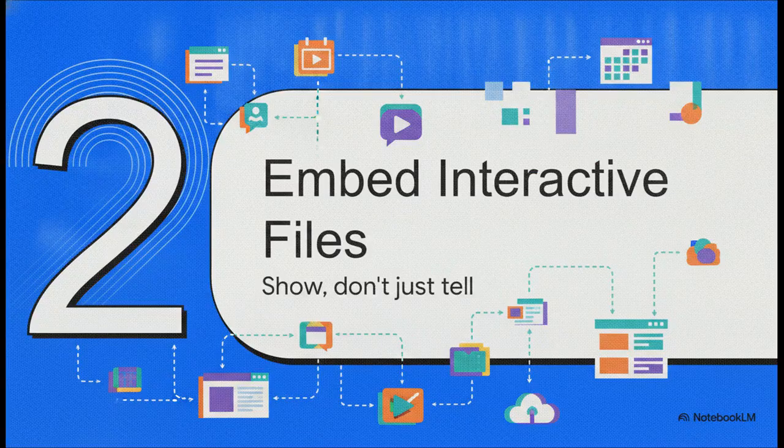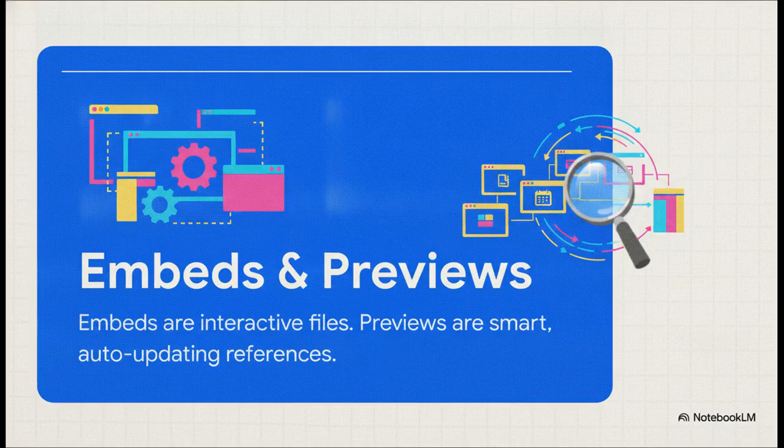Moving right along to step 2, embed interactive files. Because we need to show, not just tell. Let's face it, nobody wants to read a giant, intimidating wall of plain text. So we're bringing your external apps right into your workspace. But there's a really important distinction here between embeds and link previews. Embeds are your live, interactive, hands-on windows into other apps. Link previews, on the other hand, give you a smart, auto-updating visual snapshot of a link.